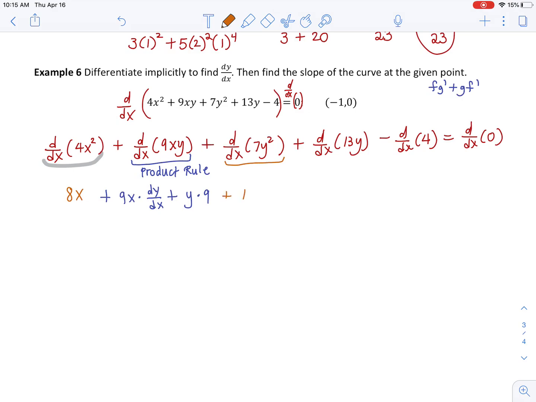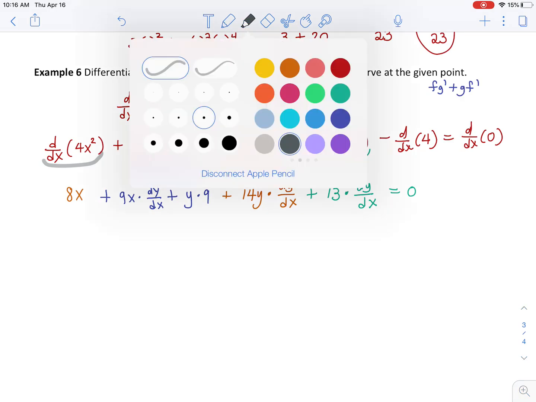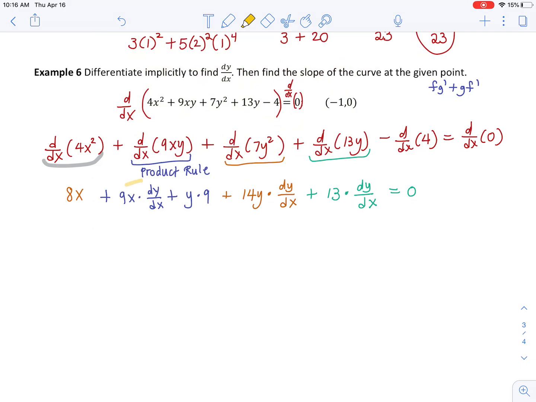The next term, you just have to take the derivative of 7y squared with respect to x, right? So it's not just going to be 14y, but you must multiply this by what? dy/dx. Alrighty. Next one. If you take the derivative of 13y with respect to x, it's not only going to be just 13, but you must multiply this by dy/dx. Okay, what about the last one? That's just 0, right? And the other side is also 0.